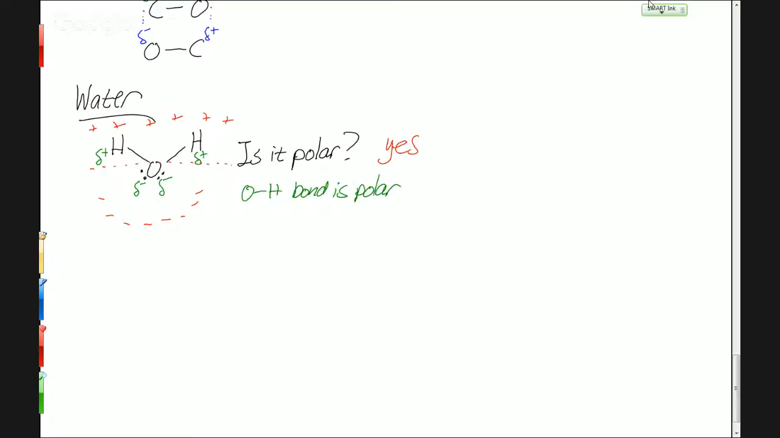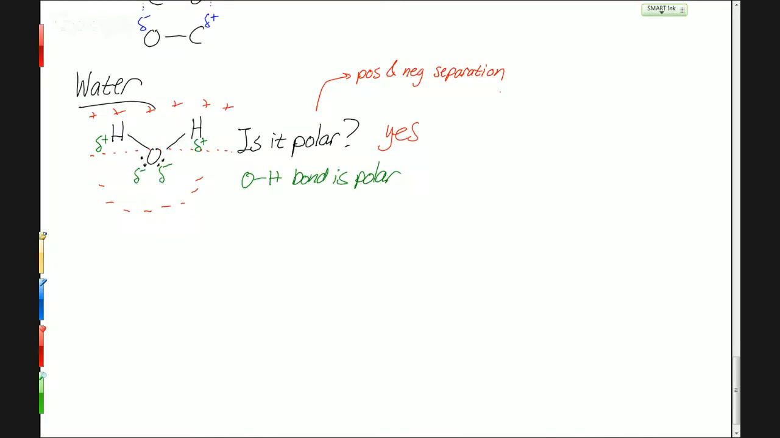What polar really means is positive and negative separation. So can you separate the positive and negative parts of the molecule? And if yes, then we call that polar. If no, then we call that overall nonpolar. Right, let's look at another example.